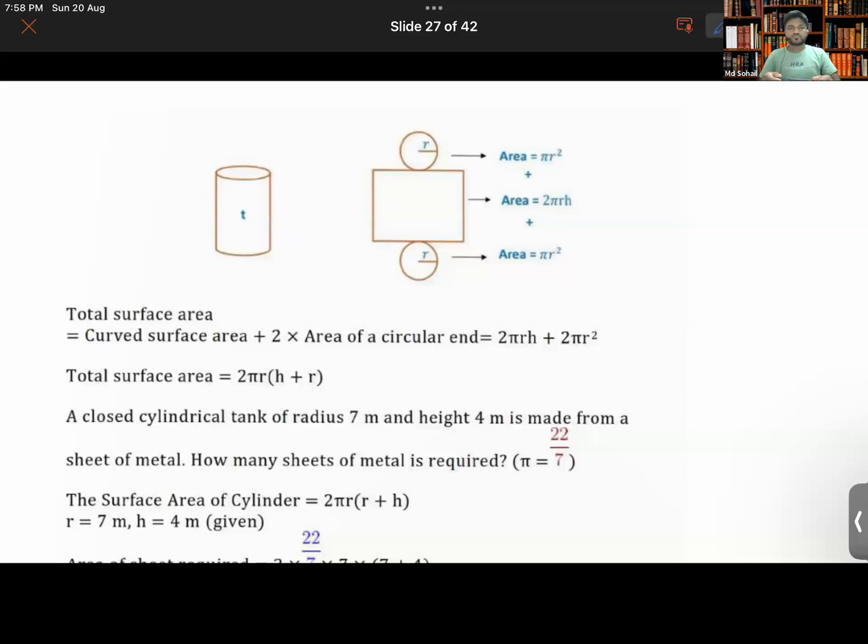So shall I send it? Send it, send it. Arhan, you are solving the question or not? Yes, Arhan, are you there or not? Please do answer me. Yes, I have sent. You have sent it. Okay.